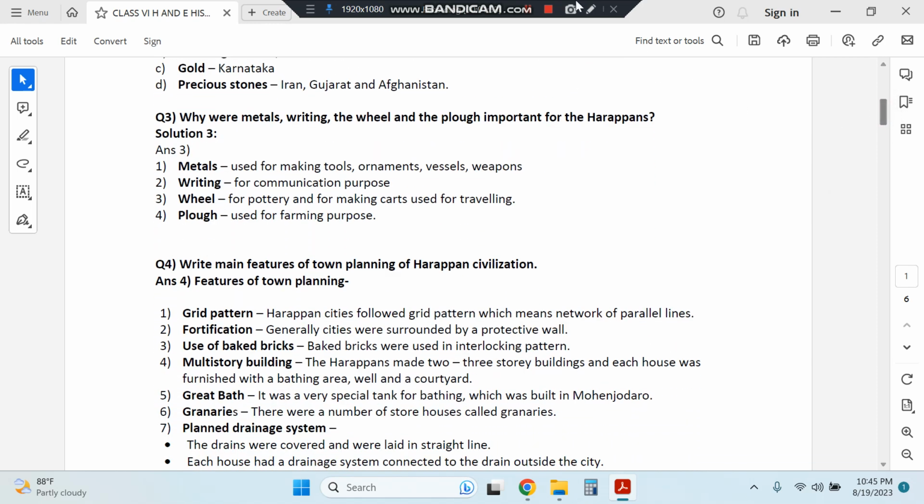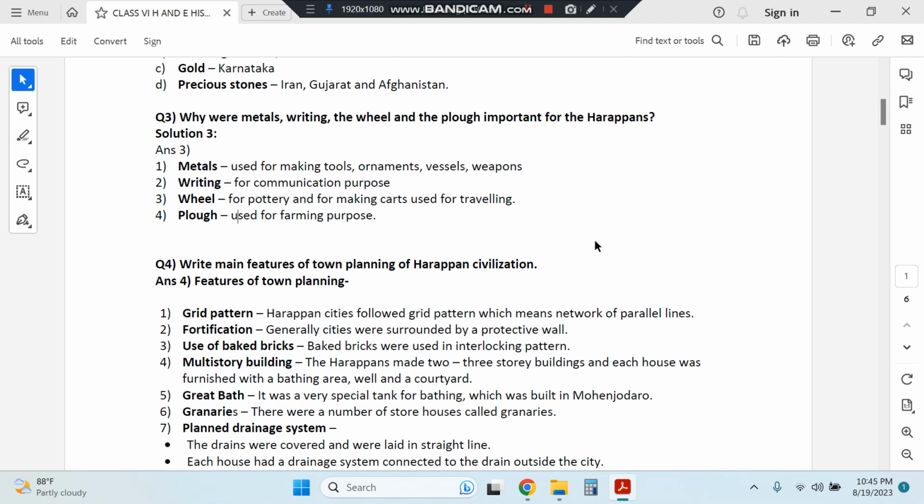Why were metals, writing, the wheel and the plow important for Harappans? Metals were used for making tools and ornaments. Writing was for communication purposes. The wheel was used for pottery, for making pots and for making carts used for traveling. And the plow was used for farming purposes.